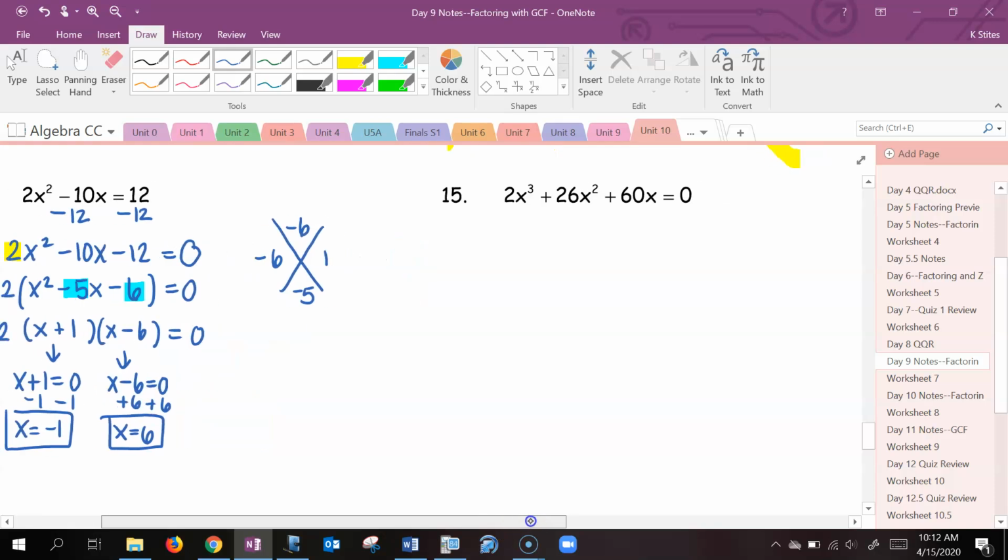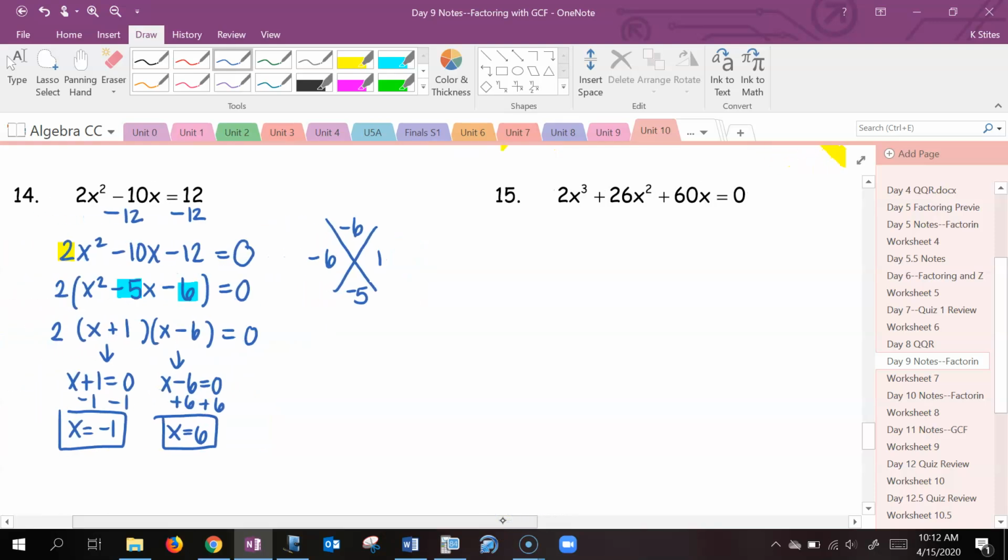Last one. This one is a little different, and that's because you have an x cubed. Notice you already have an equal 0. We don't need to move anything over. However, you not only have a 2 in front, but you do have that x cubed. Each of these terms have an extra x. So what that means is it's not just a 2 that's coming out, it's going to be a 2x. Okay, this is a very special case. I just am introducing it to you.